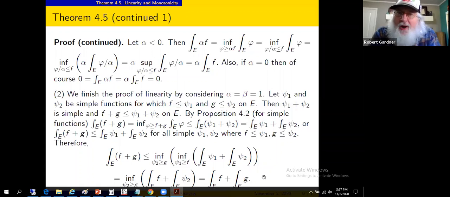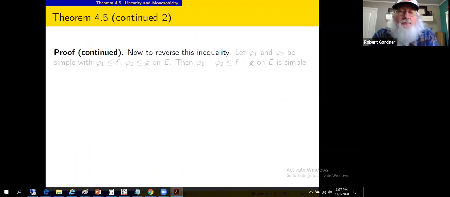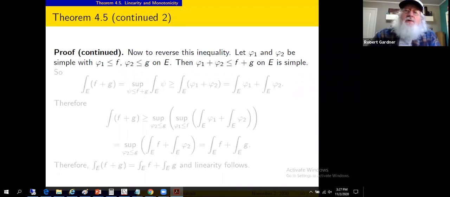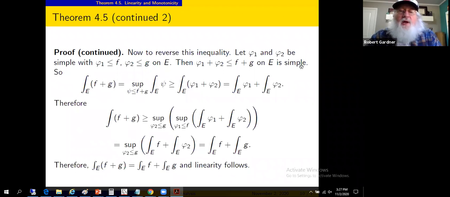But we're supposed to get equality. Okay, so we're only halfway there for this linearity part. We've got to reverse the inequality. So choose some phi 1's and phi 2's. Let these be simple and less than or equal to f and g respectively on set E. Then the sum, which is simple, is less than or equal to f plus g, and quite similar to what we just did.